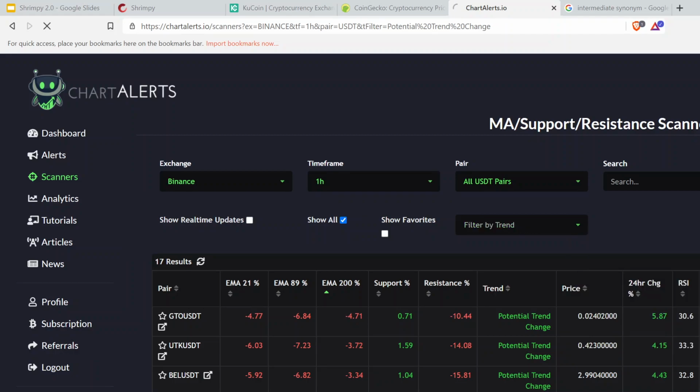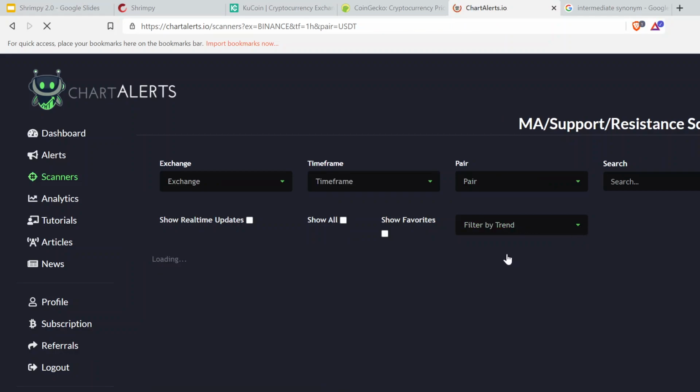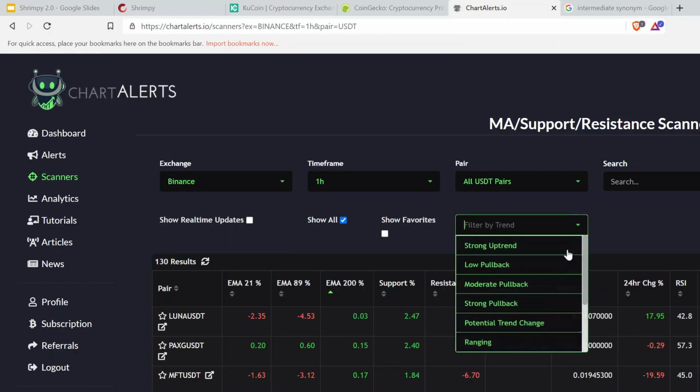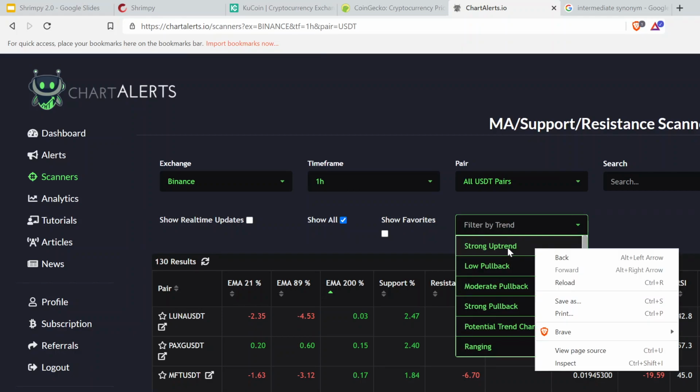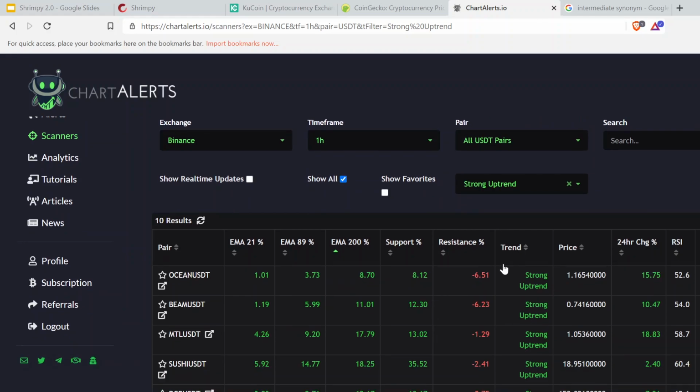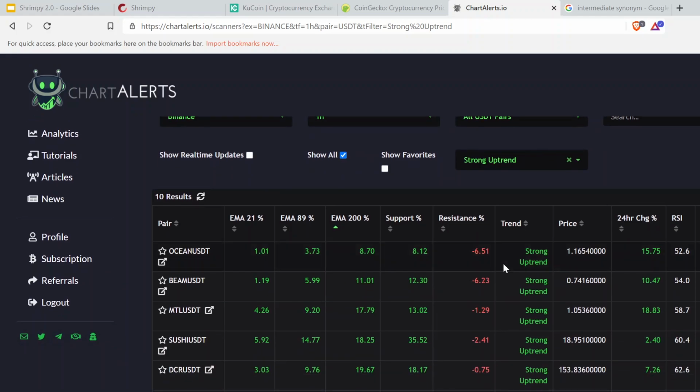The other one, and again, there are loads of different strategies you can come up with, is when I'm filtering for a trend, those in a strong uptrend. That means the price has been pushing up, and again, this is only on a 1 hour. Since we're in a bull market, we know that if a coin is trending, it's not just going to go up by 3-4%. It's going to hit double digits.